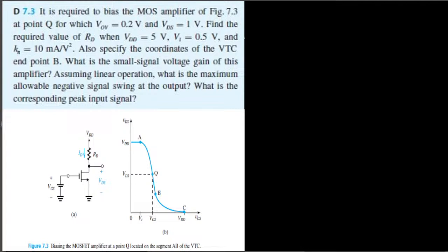What is the small signal voltage gain of this amplifier? Assuming linear operation, what is the maximum allowable negative signal swing at the output? What is the corresponding peak input signal?